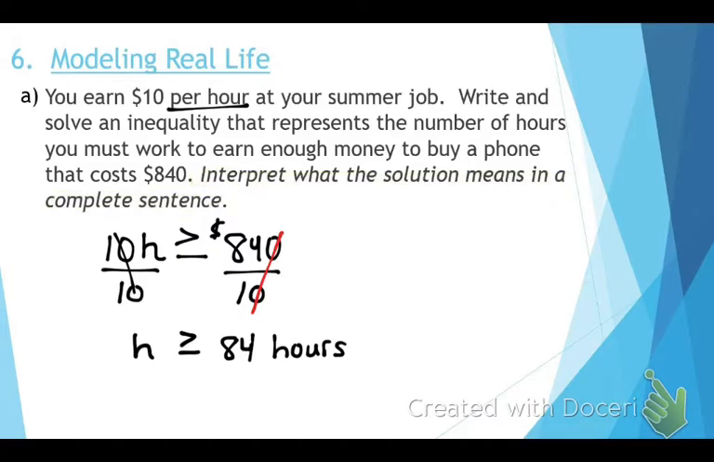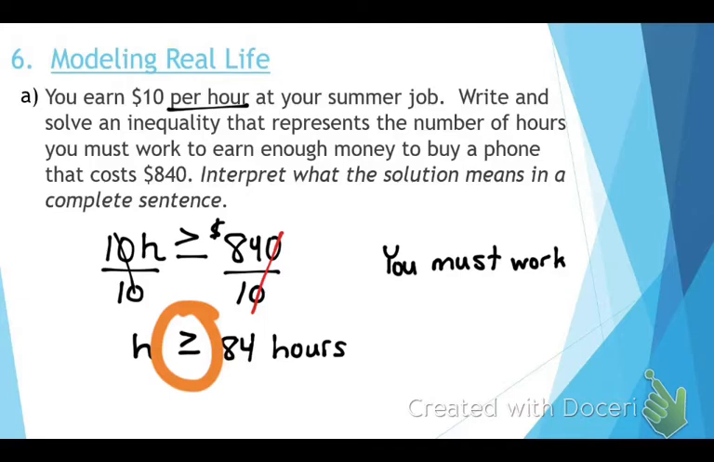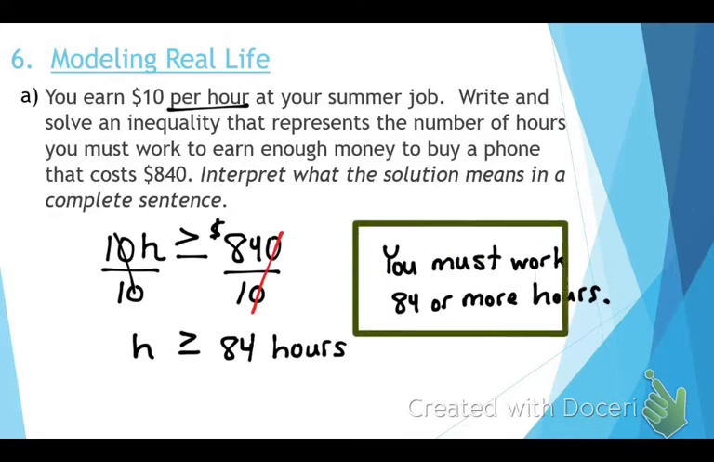John, what'd you say? You must work 84 hours or more to buy the phone. Okay. Guys, could I say you must work 84 hours to buy the phone? No. Okay, what did he say? He didn't just say you have to work 84. Think about, we are interpreting what this sign means. 84 or, there you go. So you must work 84 or more hours. There's another way that you could also say it. You could say you must work at least 84 hours. Either of those would be fine.